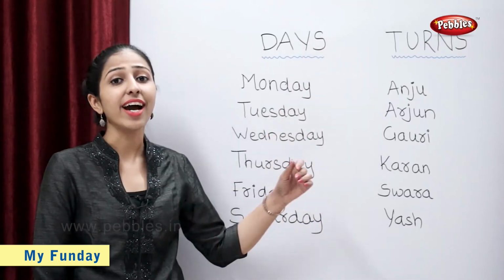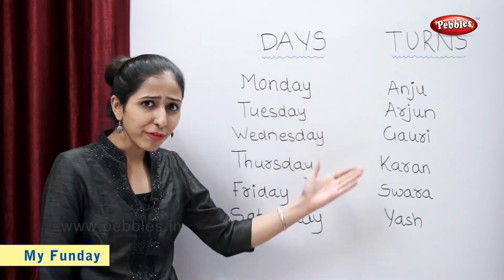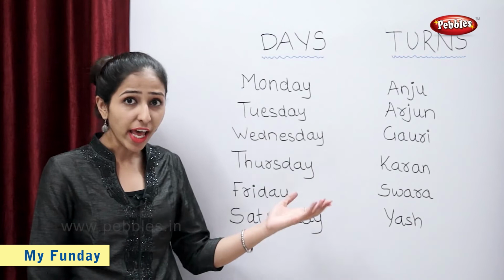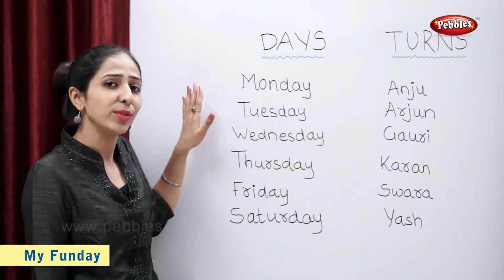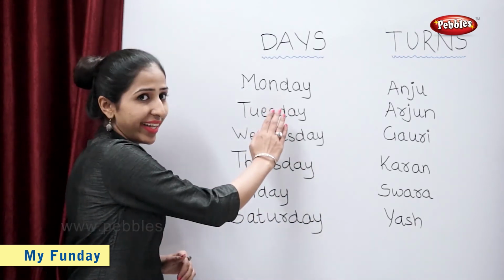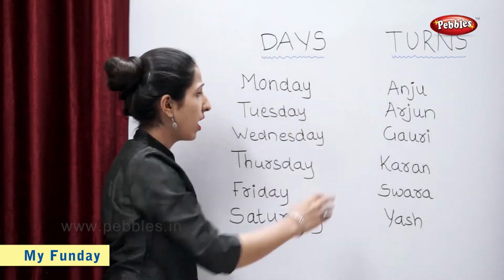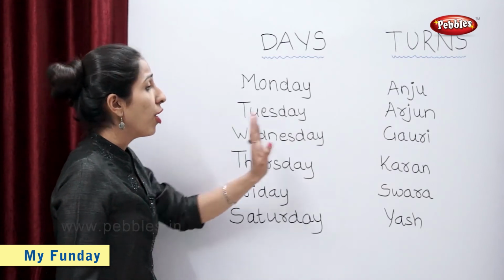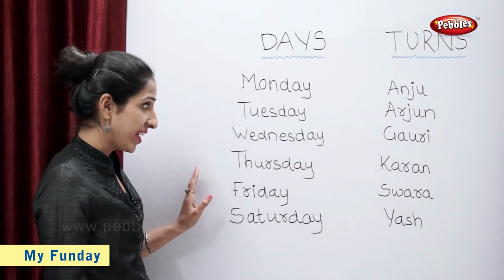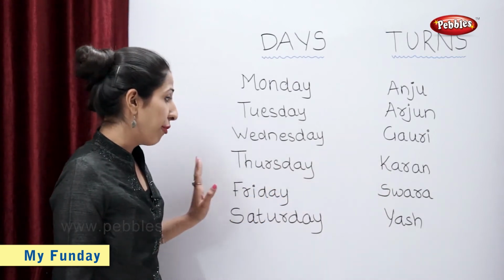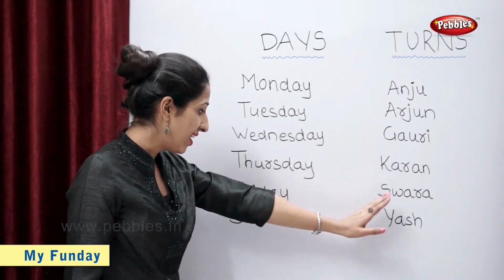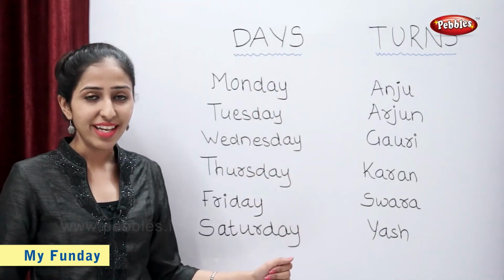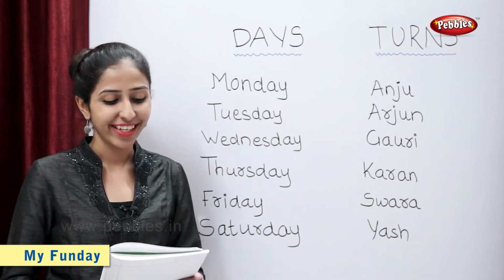All these students are in my class and all of them want to sit on the first bench when I'm teaching. So, I have decided their turn according to the weekdays. Monday is for Anju. Tuesday for Arjun. Wednesday for Gauri. Thursday is for Karan. Friday for Swara. And Saturday is for Yash. Based on this timetable, answer my few questions.